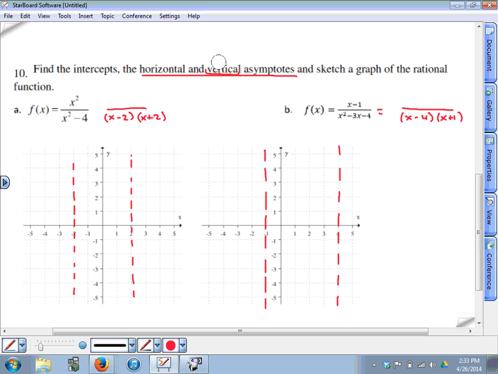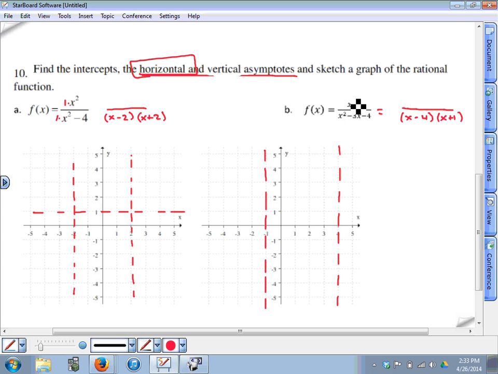Now, the horizontal asymptotes are found by comparing the degrees of the numerator and denominator. Here in part A, you see that the degrees are exactly the same, x squared divided by x squared. In that case, you look at their leading coefficients and divide. 1 divided by 1 is 1, so the horizontal asymptote is at 1 on the y-axis.